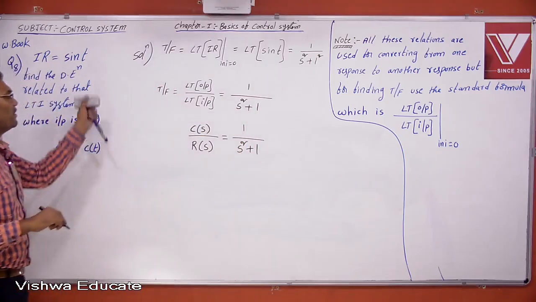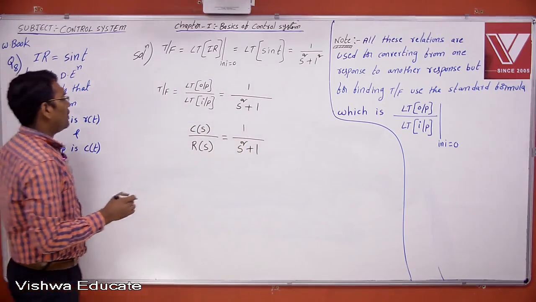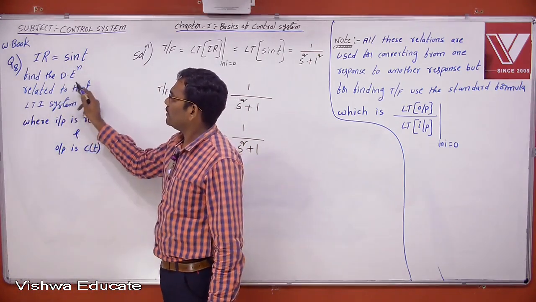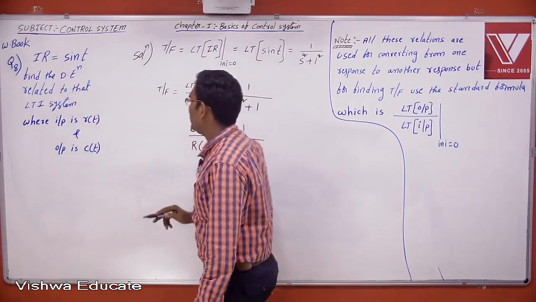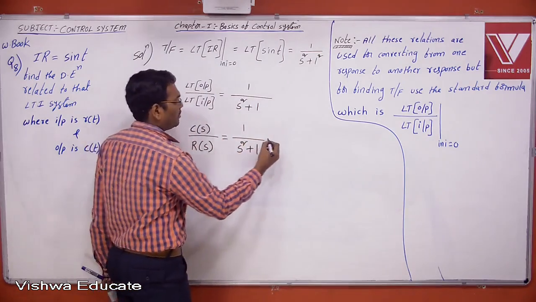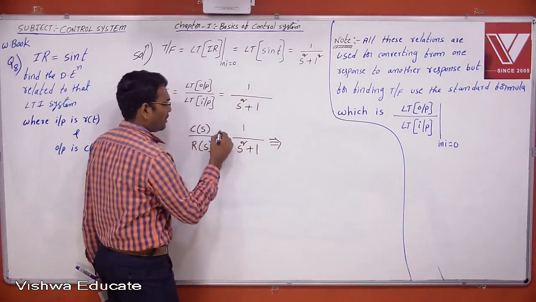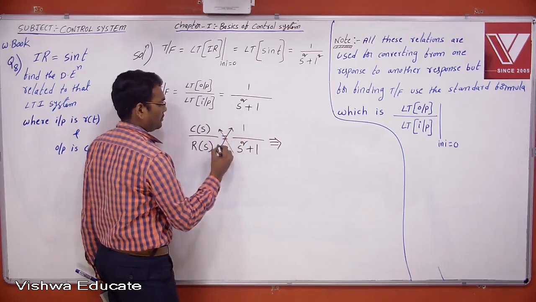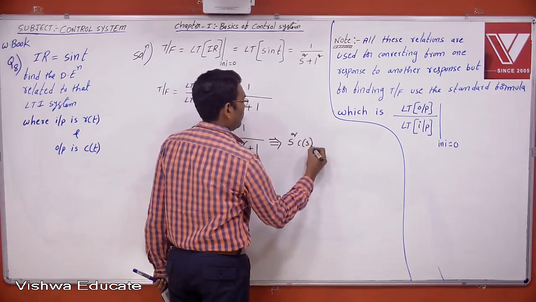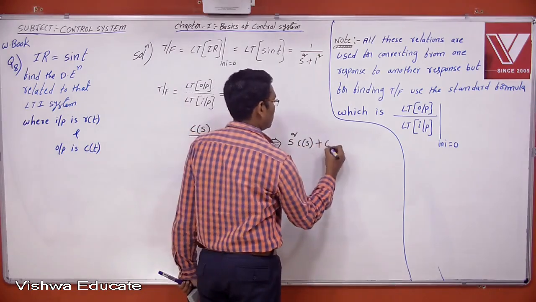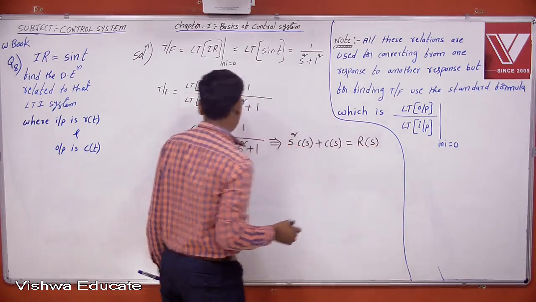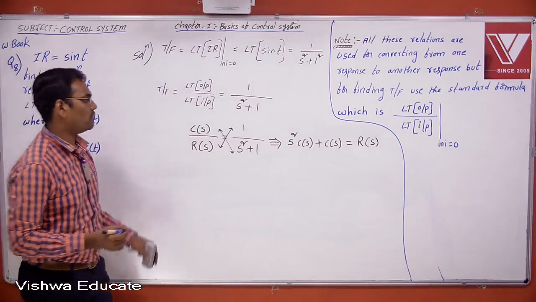Now this is the transfer function which is given to you, and what he is asking is, for a linear time invariant system, the impulse response is given. Now he is asking for the differential equation related to that particular system. Therefore, if you cross multiply this, s square into c of s plus c of s is equal to r of s.